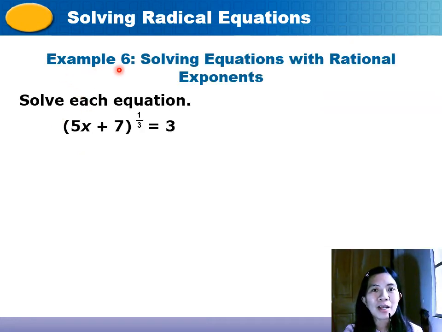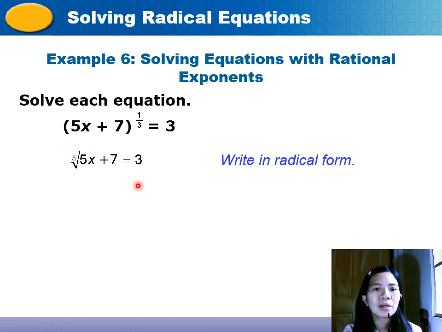Let's have example number 6. Solving equation with rational exponent. What if the given is in rational exponent? So this one, we are going to change it into radical form. So this is equivalent to the cube root of 5x plus 7. So remember, the denominator is your index.